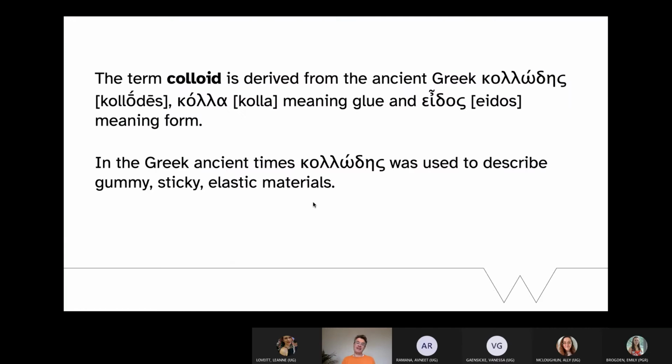So without further ado, I call them polymer colloids. What do I mean with the term colloid? Well, if you look into a dictionary or on Google, you can probably find out that colloid is derived from an ancient Greek word, colloides, which is basically a combination of two words. The first bit, kolla, means glue, and the second bit, eidos, means form. So kind of a glue-like form. In ancient Greek times, colloides was already used to describe gummy, sticky, elastic types of materials. And already then, some really interesting materials could be made.